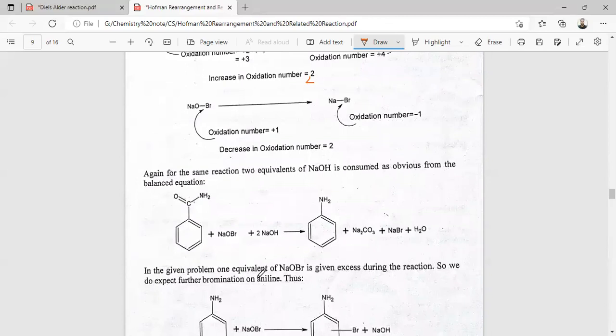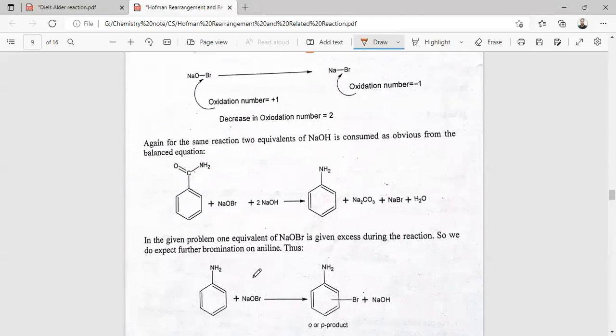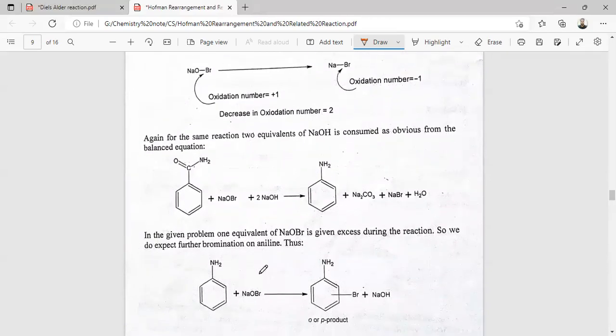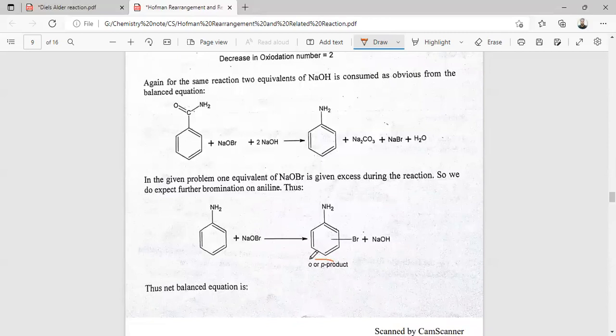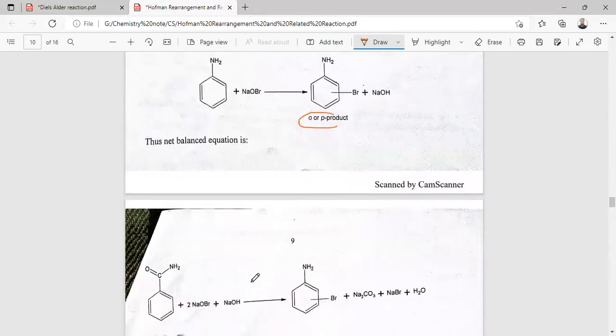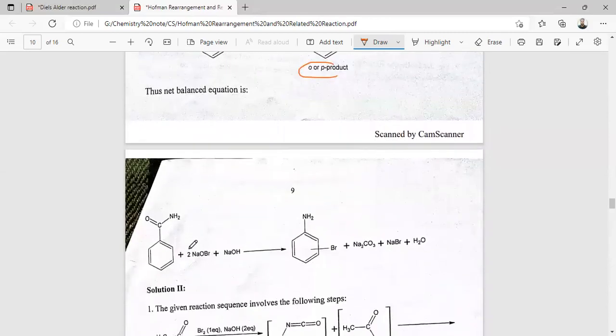So in the given problem, one equivalent of NaOBr is given, so there is no further bromination on the aniline. Thus, this ortho substituted brominated product is formed. So the net balanced equation is NaOBr plus NaOH to form this brominated amine.